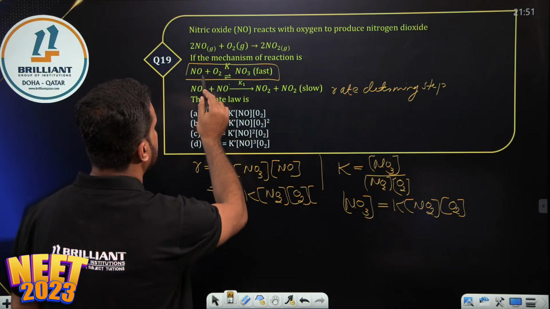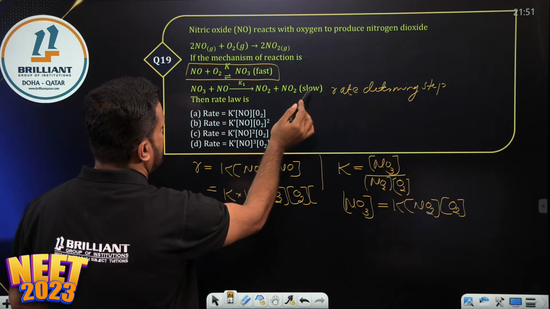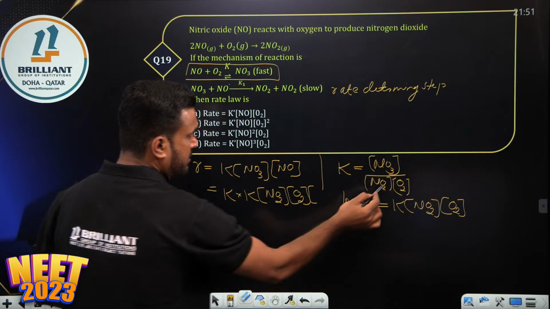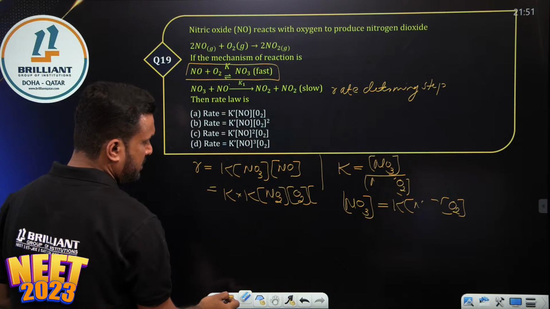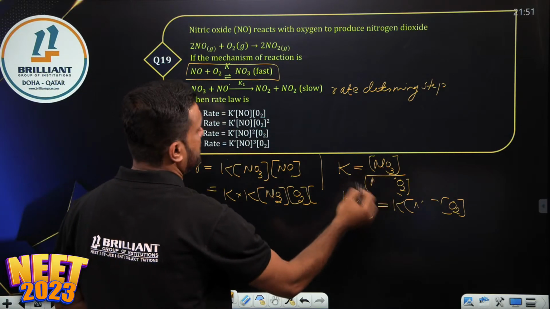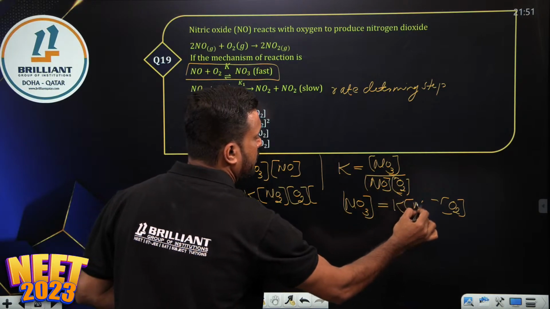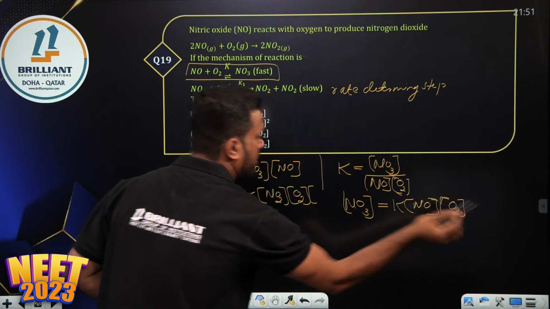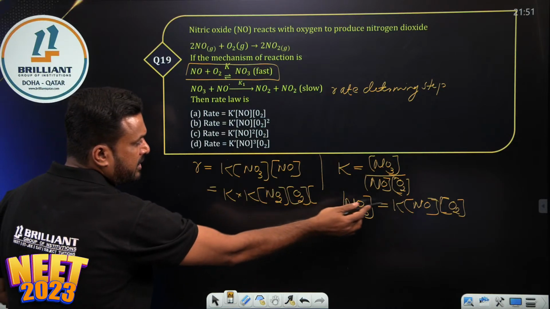Small letter r is equal to K into, here where is the step? Yes, in the fast reaction it is NO. By mistake I wrote NO2 over here. So here it is the O2 concentration. Listen, NO3 concentration divided by NO concentration into O2 concentration, not NO2. That is the equilibrium. Now we can substitute over here. So NO3 I substituted.